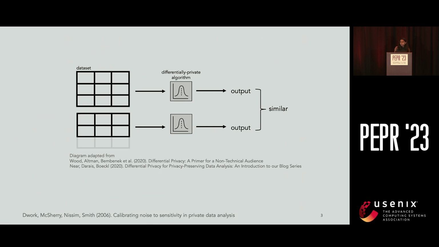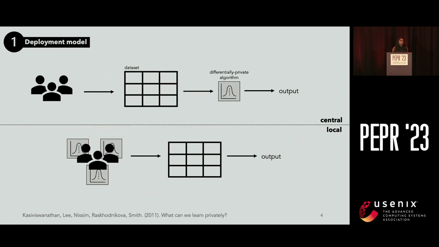Differentially private algorithms inject statistical noise into analyses to obscure individual-level information. In practice, the privacy guarantees that DP provides depend on how it's implemented. And so I'm going to talk about two of these really key implementation details next. First, there's the deployment model. So two common models are central and local.